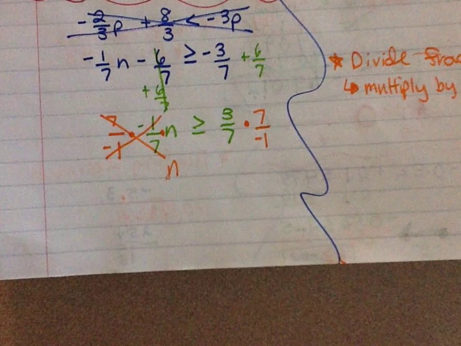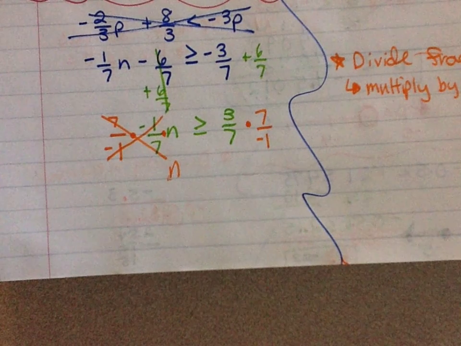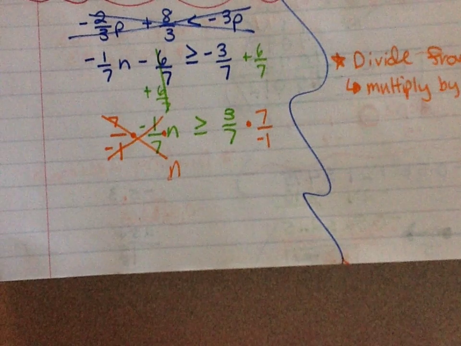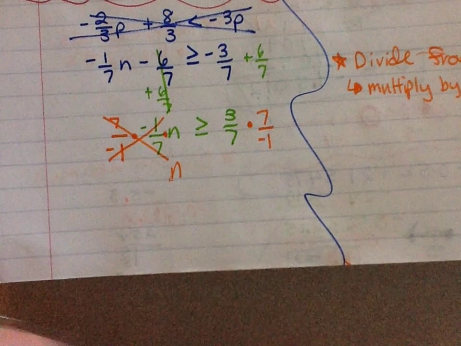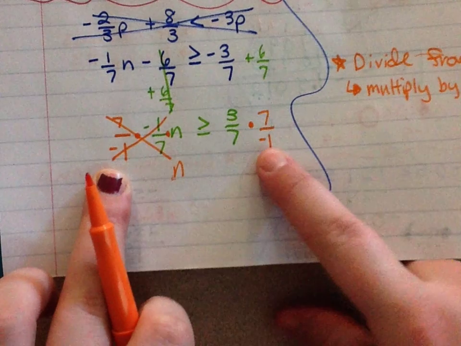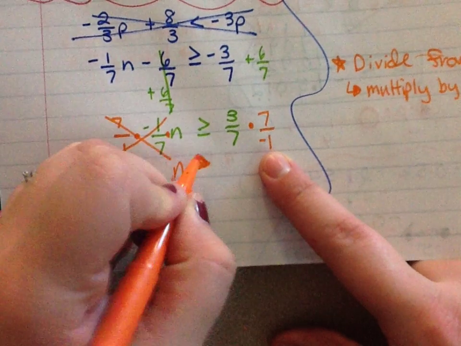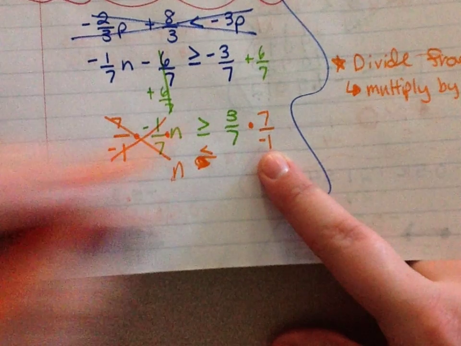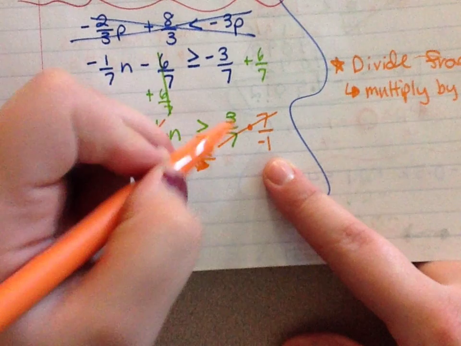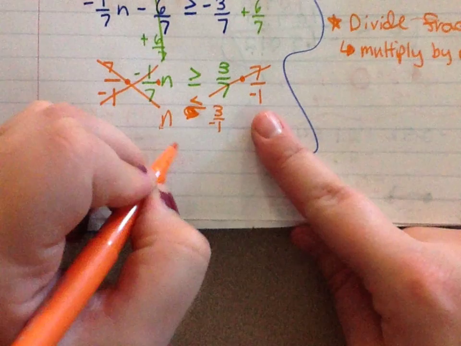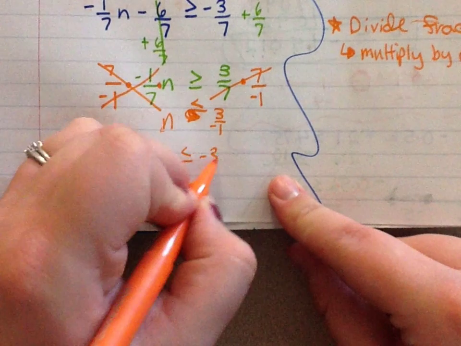Now, did I multiply or divide by a negative? Did I multiply by negative? Yes, there's this negative 1, right? So what do I have to do with my sign? Flip it. It's going to now become less than or equal to, correct? 7s are going to cancel. I have 3 over negative 1. What's 3 over negative 1? Positive or negative? Negative 3.